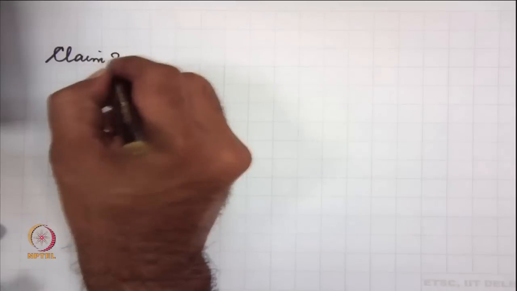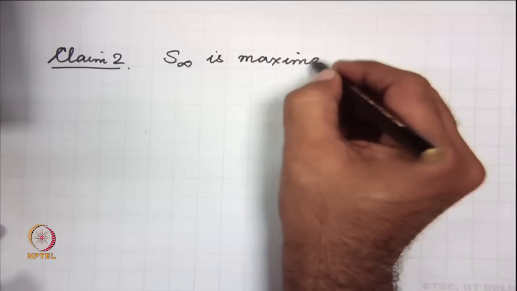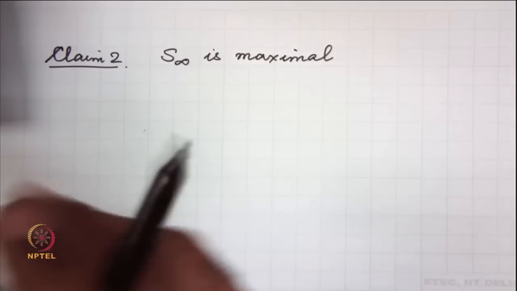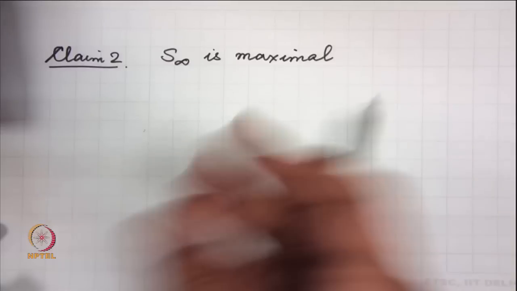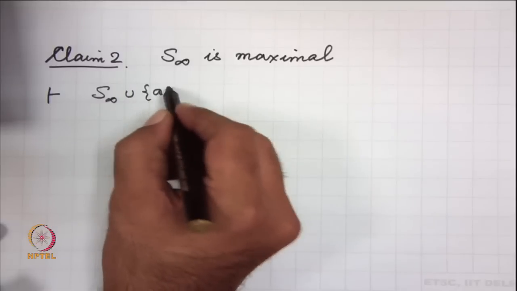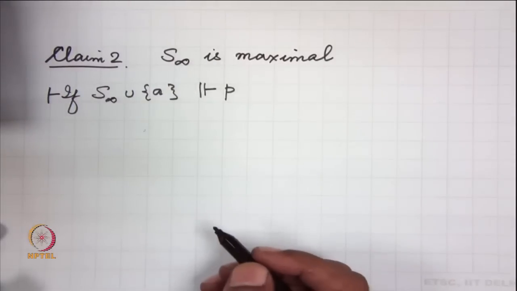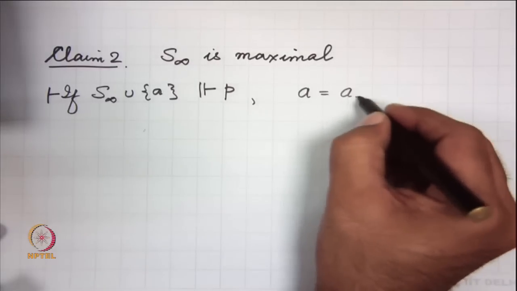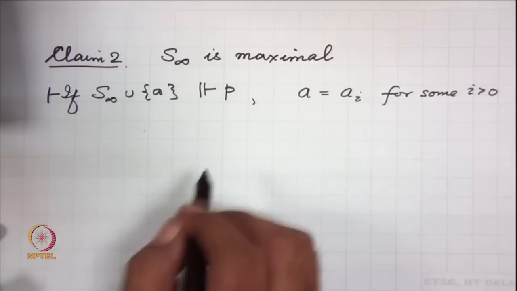The next claim, claim 2, is simply that S infinity is maximal. It is maximal in the sense that you cannot add any more elements and still get a larger set which satisfies property P. So suppose S infinity union A satisfies property P. Then this A must be equal to some Ai in the enumeration for some i greater than 0.